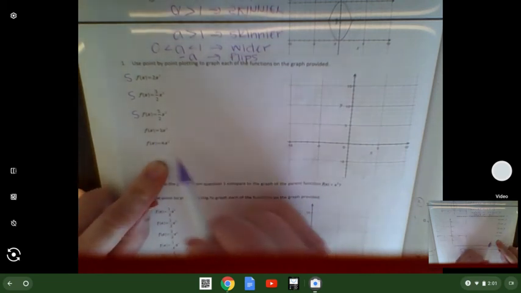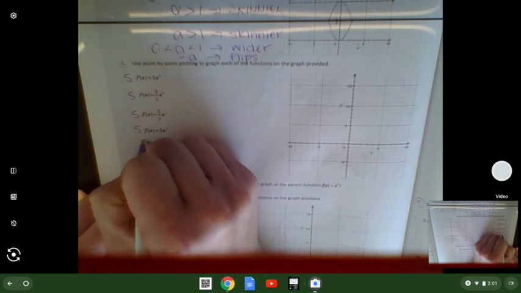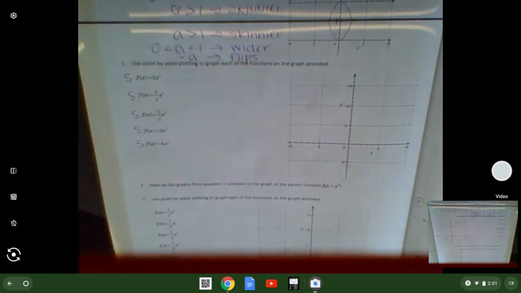3 is going to make us skinnier. 4 is going to make us skinnier. So all of these are skinny. Does that mean they are going to be the exact same amount of skinny?